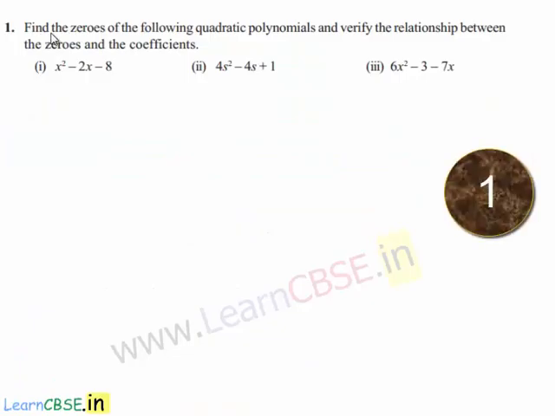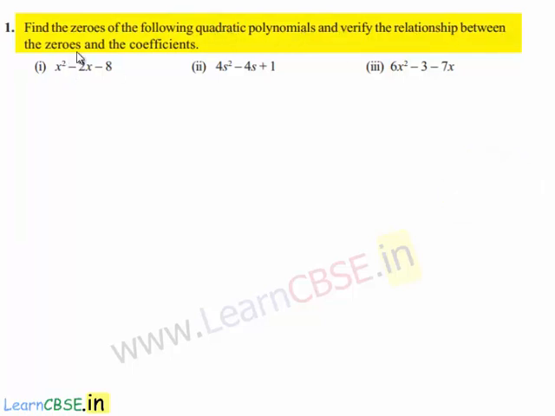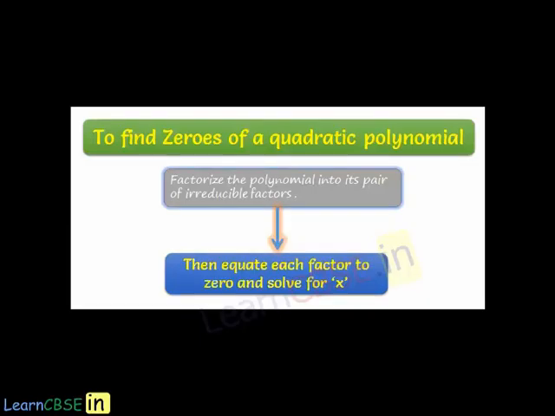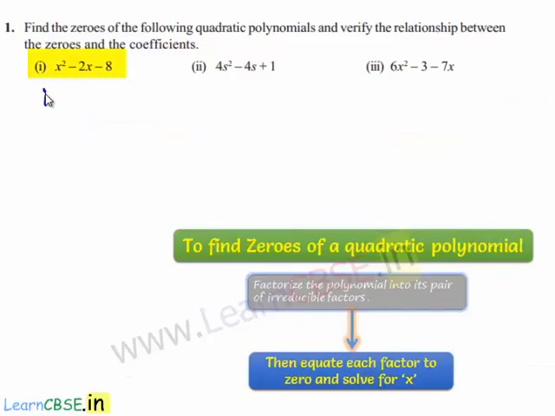Coming to the first problem, find the zeros of the following quadratic polynomials and verify the relationship between the zeros and the coefficients. So the first polynomial given to us is x square minus 2x minus 8.